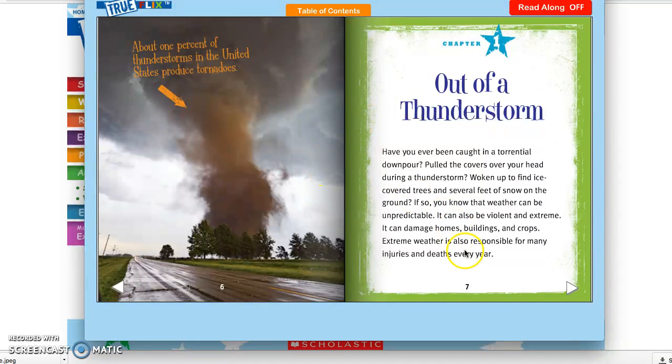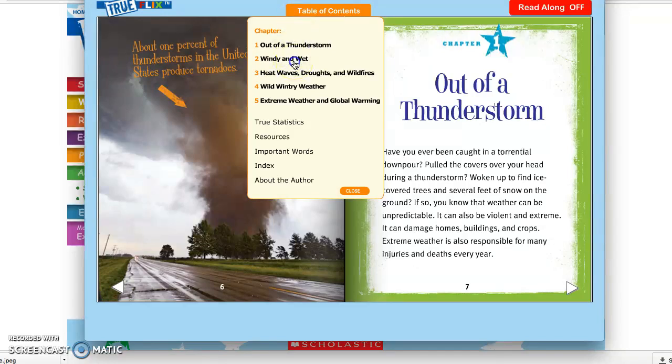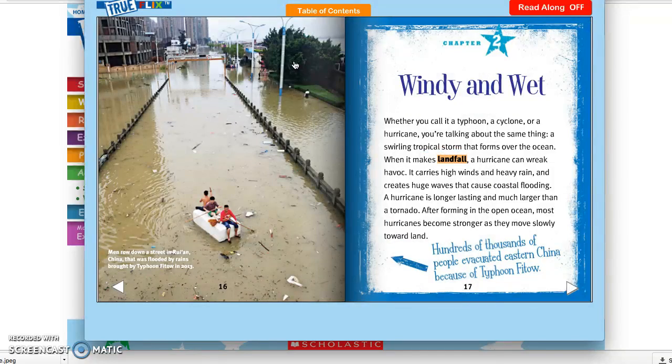So now it's your turn. I'm going to flip to Chapter 2, and I want you to preview the text. And as you're previewing the text, I want you to be thinking about what is this chapter going to be about, and what's the author's purpose in writing it.